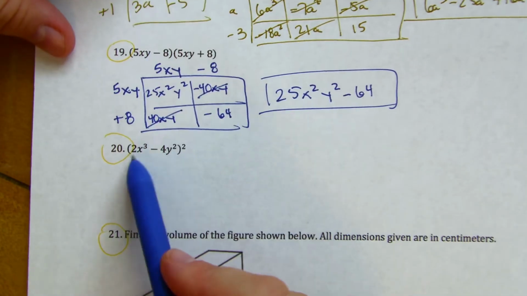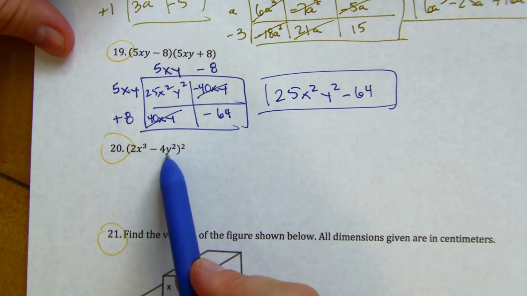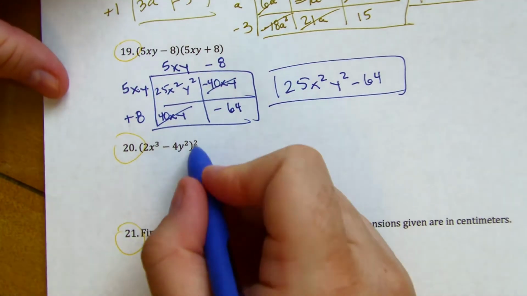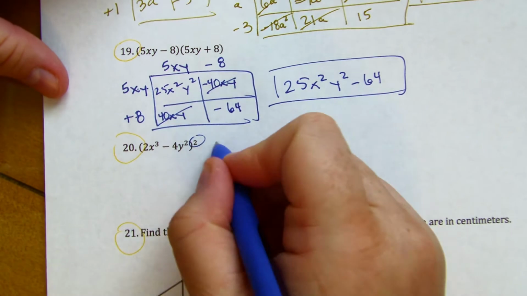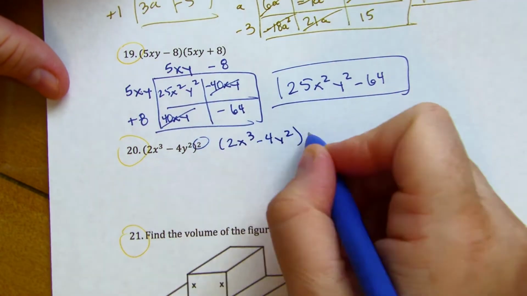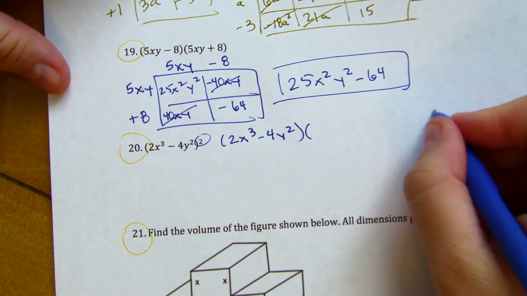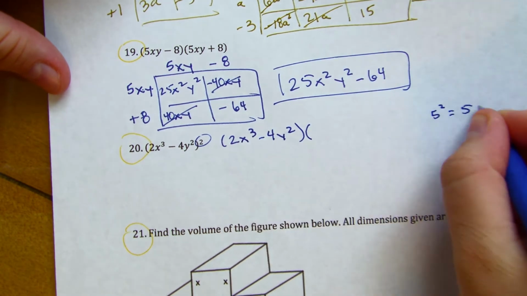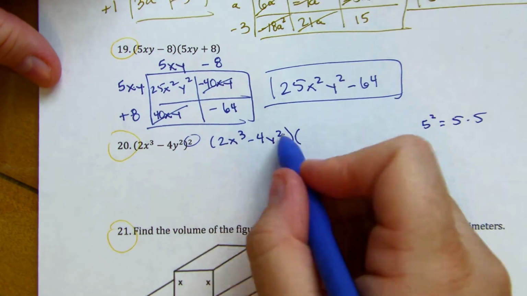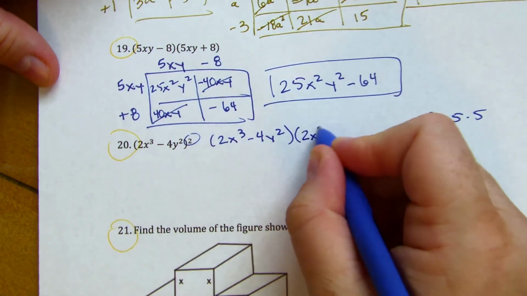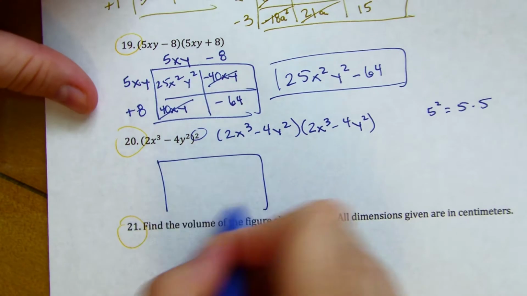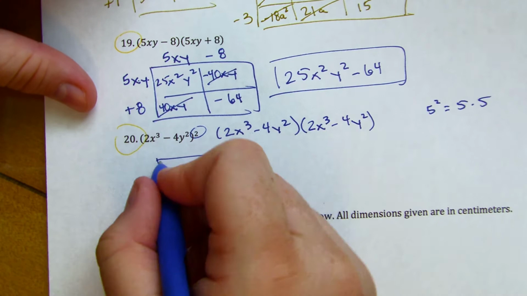Now this next one we have 2x cubed minus 4y squared and then the whole thing being squared. And what we mean by this being squared is that we have 2x cubed minus 4y squared times itself. If I had 5 squared, that would mean 5 times 5. Well, having this thing squared means this times itself. 2x cubed minus 4y squared. So it's just doing a box.